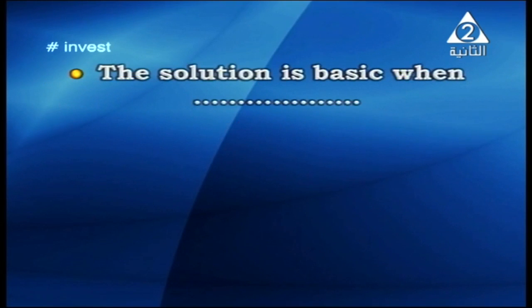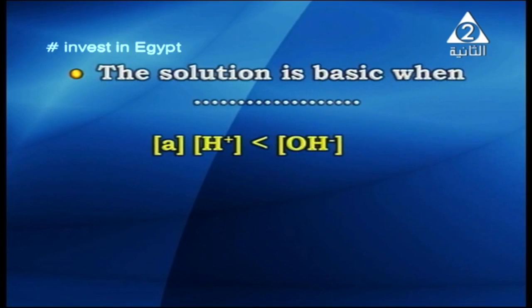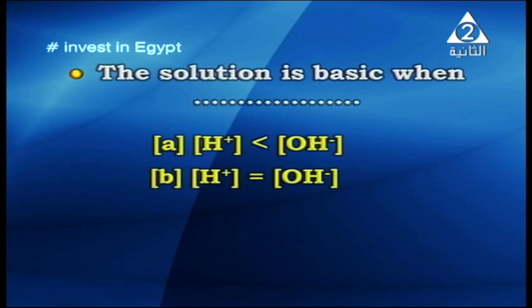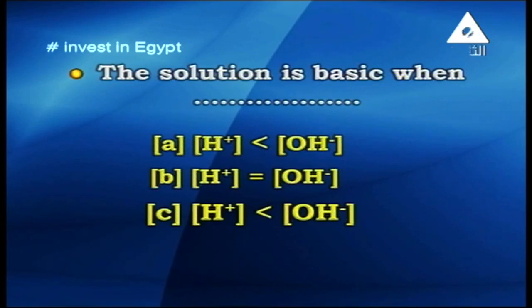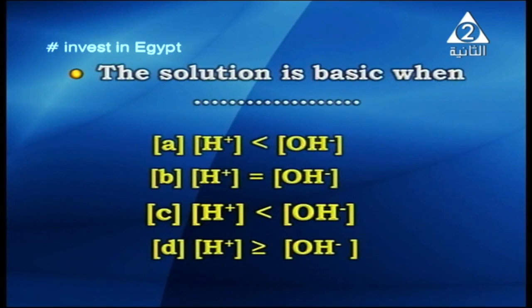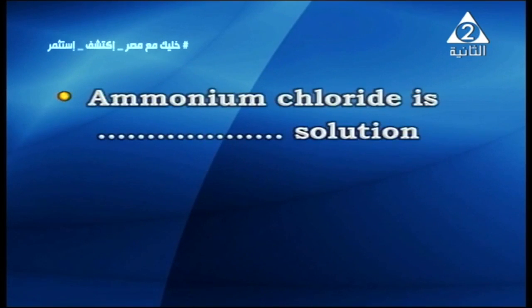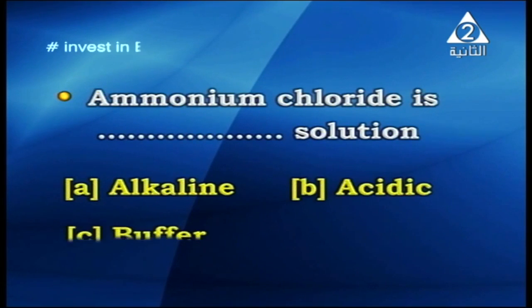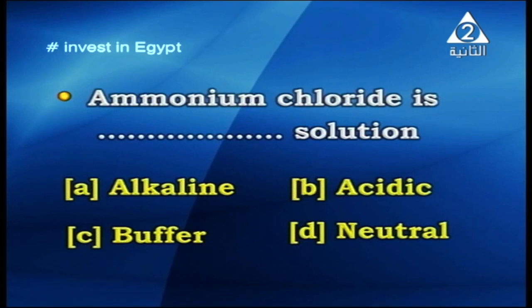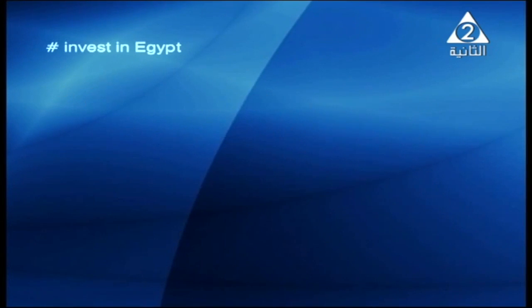The solution is basic when the concentration of hydrogen ion is less than hydroxide ion, or equal concentration of hydrogen ion and hydroxide ion, or less than hydroxide ion, or equal or more than hydroxide ion. So the answer will be when the concentration of hydrogen ion is less than the concentration of hydroxide ion. Next point, ammonium chloride solution is what solution? Is it alkaline, acidic, buffer, neutral? If you think about it, yes, it will be acidic solution.